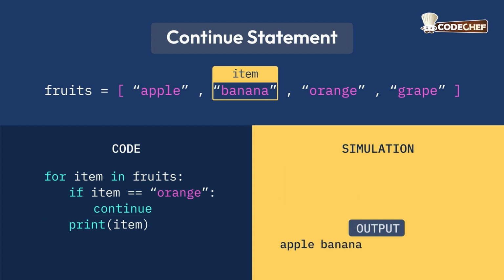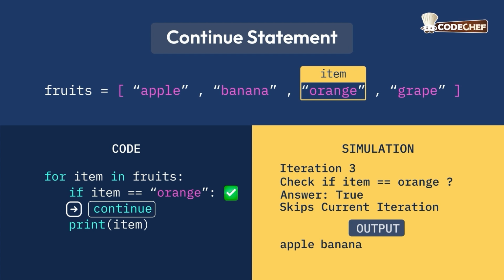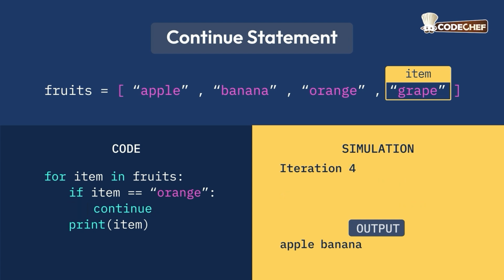In the third iteration, as the item value is orange, the if condition becomes true and the control moves inside the if block, where the continue statement is executed and the control skips the current iteration and goes to the next iteration. Now, in the final iteration, item value is grape.